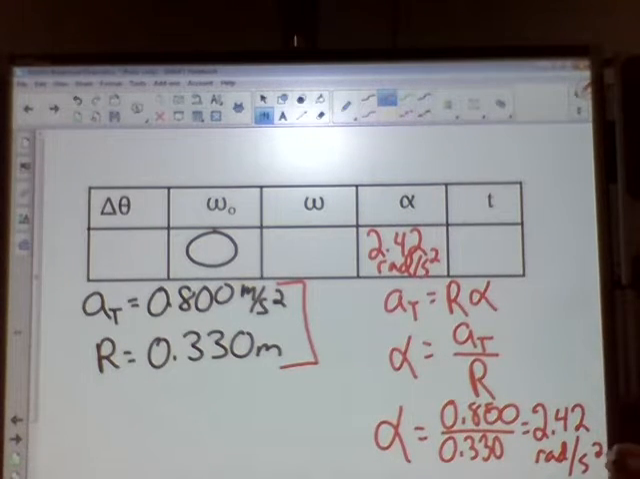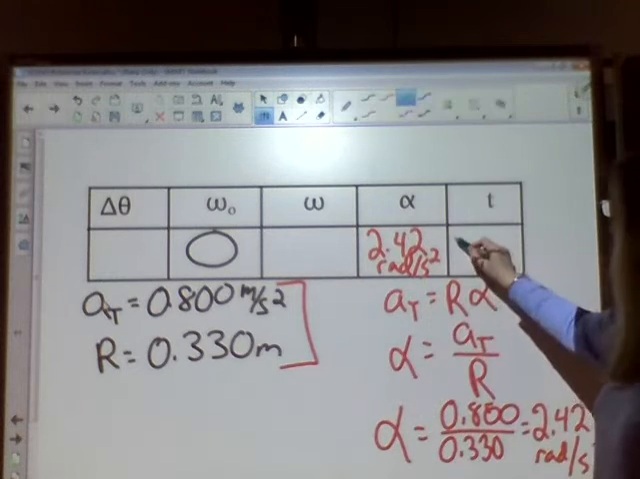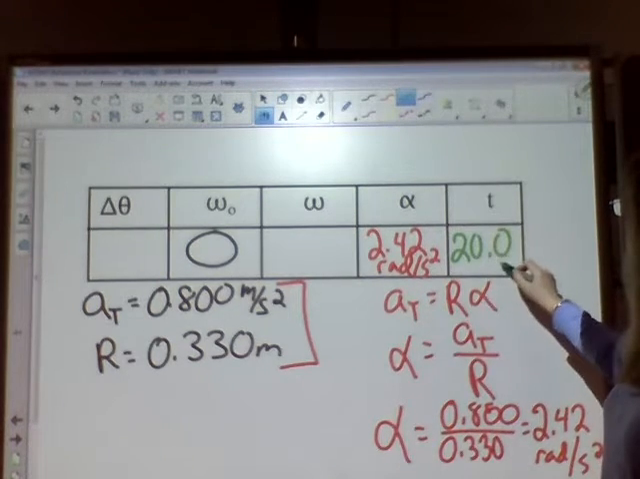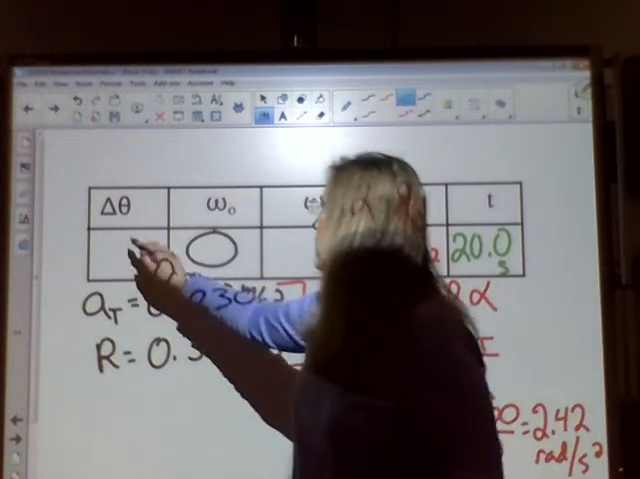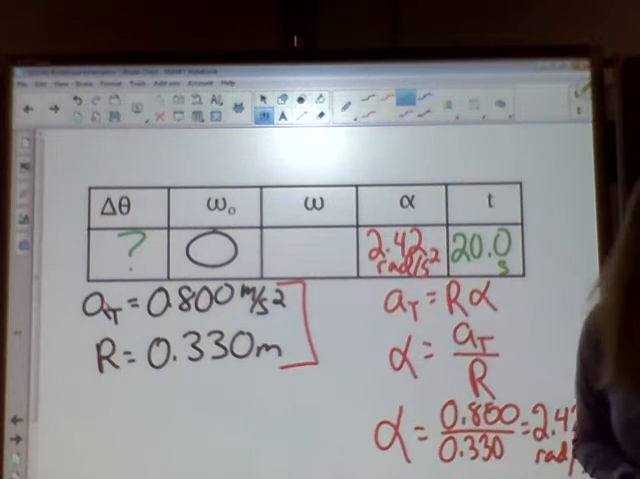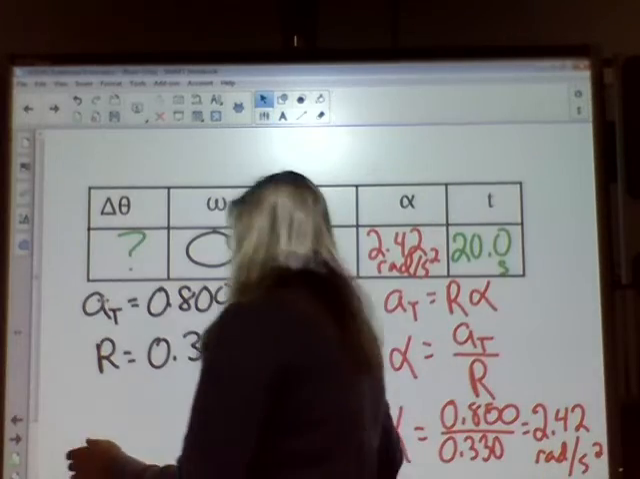I was also given in this problem the time. So that was 20 seconds, so I'm going to put that in here. Now, my unknown, or my question mark in this case, is my delta theta. What angle does the tire rotate through? So then, now all I have to do is go to my list of constant angular acceleration equations and find one that has delta theta as the only unknown. And in this case, that's pretty easy to do.